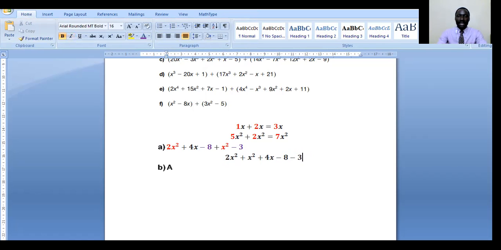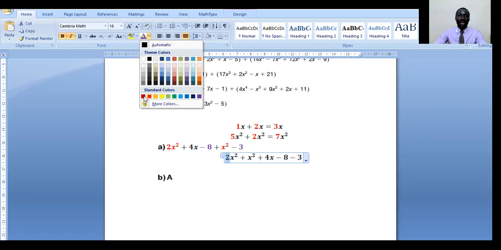Now after this, the next thing that we want to do is to add the numbers in front of these variables, the coefficients of these variables. So we will start with the x squared. For the x squared, what do we have? Well, we have 2. We have 2 right here. 2 is in front of x squared.